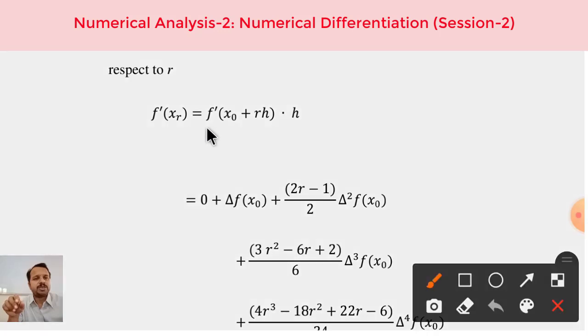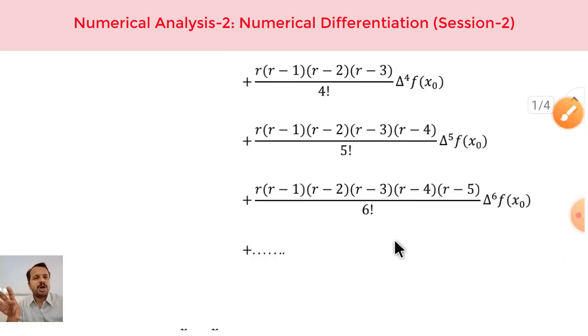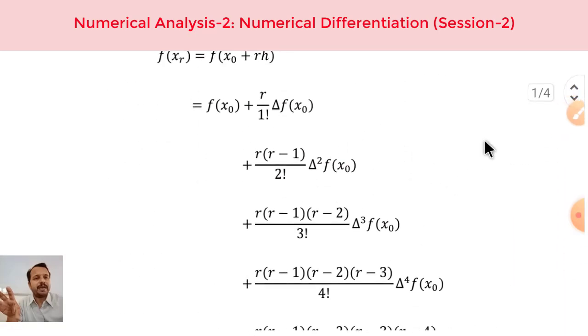So if I differentiate with respect to r the Newton's forward interpolation formula, I am getting this thing on the left hand side. Whereas the right hand side is very easy. Here, the first term, you please look at how the terms we are getting here, simply by differentiating these terms on the right hand side one after another.